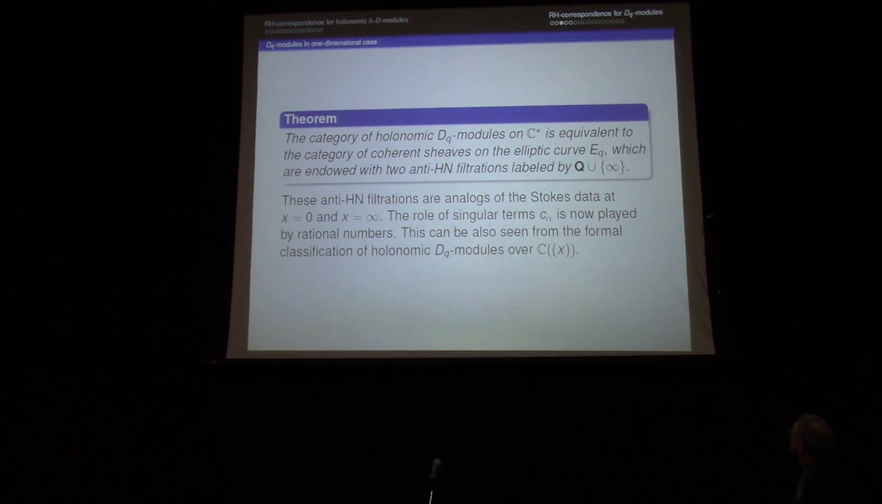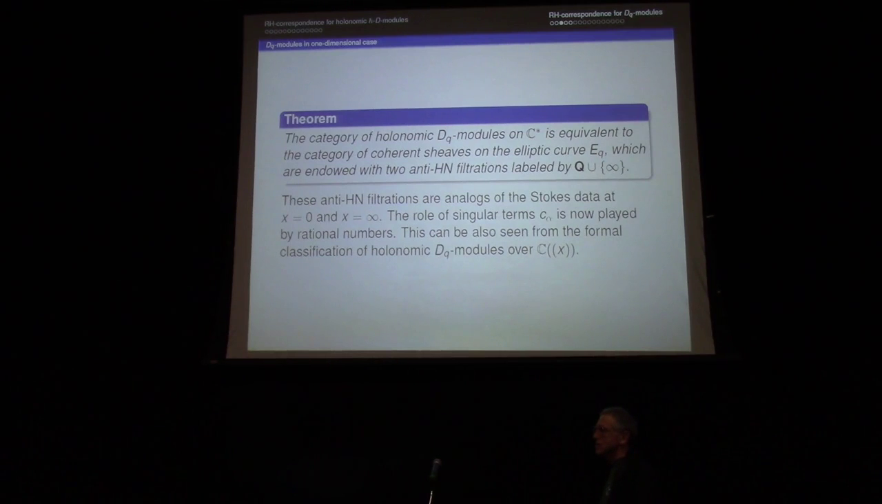All right, so then this is the Riemann-Hilbert correspondence for DQ modules. The category of holonomic DQ modules on C star is equivalent to the category of coherent sheaves on the elliptic curve, which are endowed with two anti-Harder-Narasimhan filtrations labeled by rational numbers plus infinity. So these filtrations should be thought of as Stokes data for our difference equations at 0 and infinity.